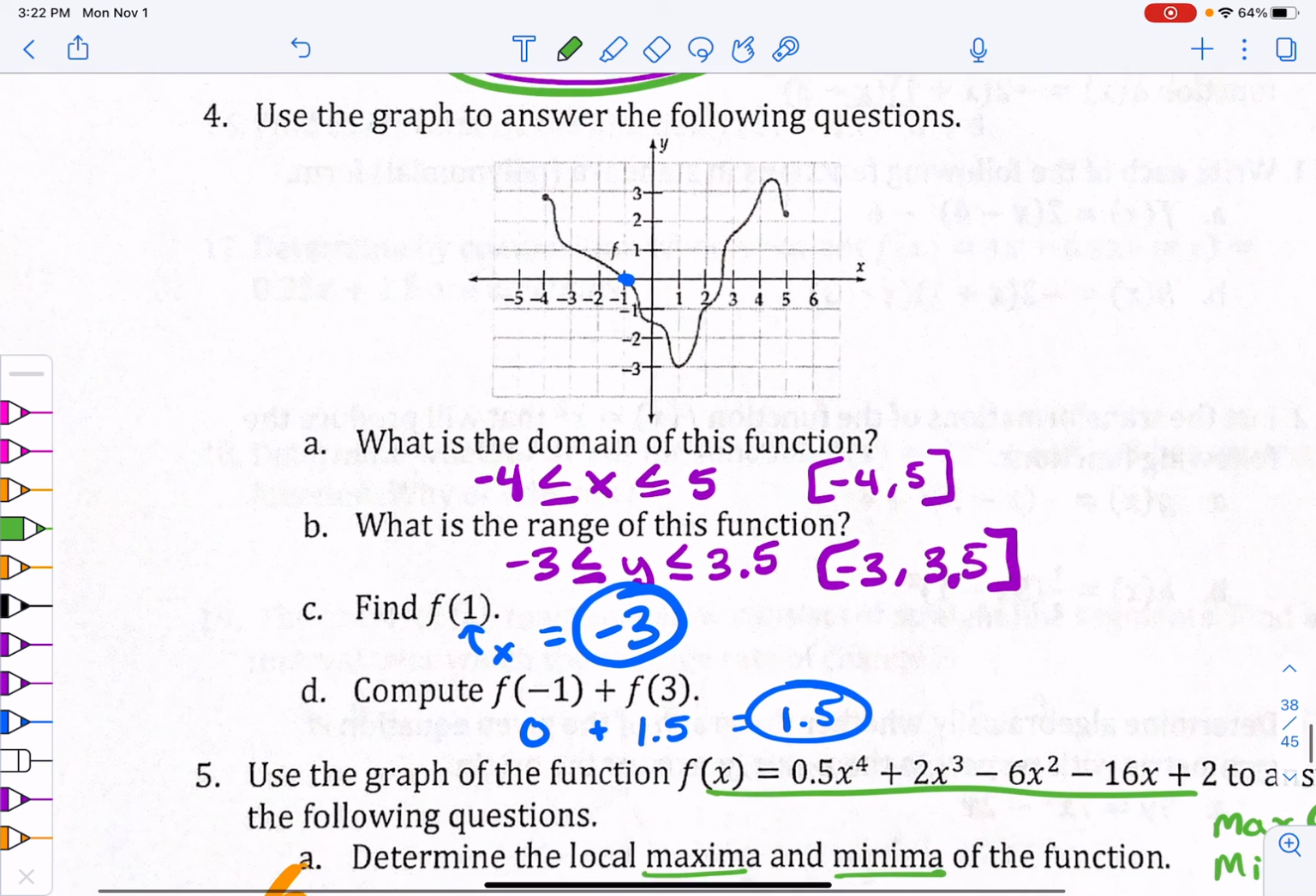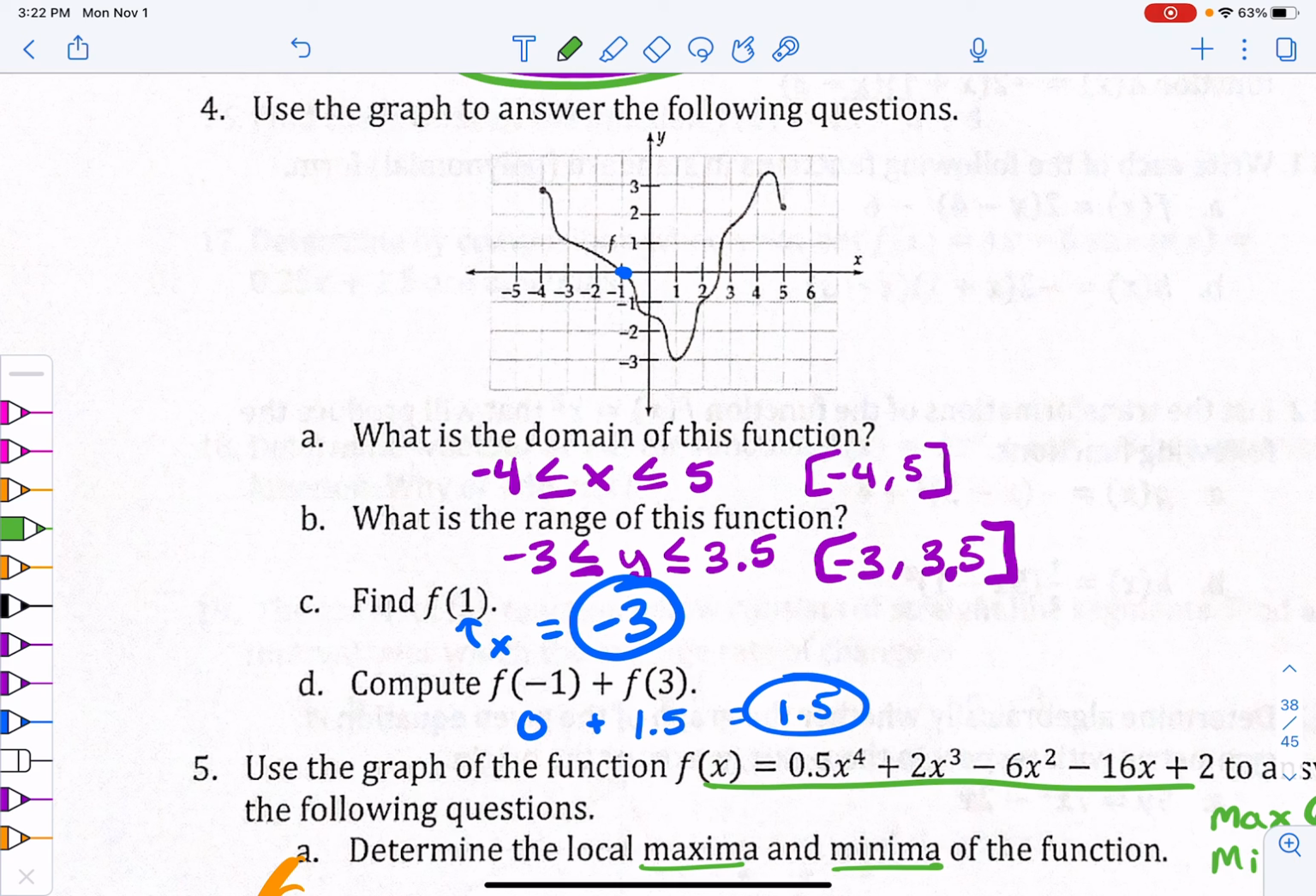Okay, number 4. What's the domain of the function? The furthest left he goes is -4, the furthest right he goes is 5. So you can write it as this or this, I don't care. Okay, range is up and down. The furthest down he goes is -3. The furthest up he goes was, we said, like 3.5 or something like that. So you can write your answer like that or like that.